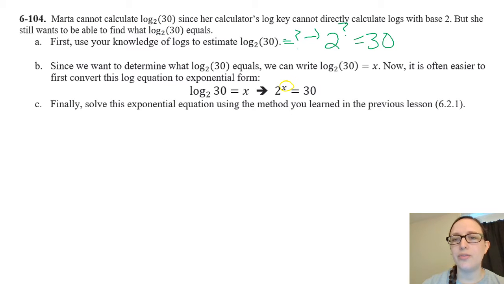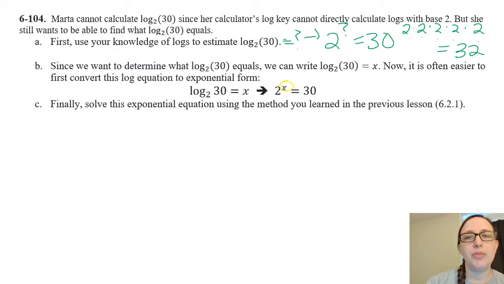2 to the power of about 5 would be 32. So we know that 2 times 2 is 4, times 2 is 8, times 2 is 16. 16 times 2 would be 32. So that's 1, 2, 3, 4, 5 times that we multiplied 2 times itself. And so that's about 32. So we know that log base 2 of 30 might be about 5, maybe like 4.9. Somewhere around there, like 4.8, 4.9, somewhere pretty close to 5.